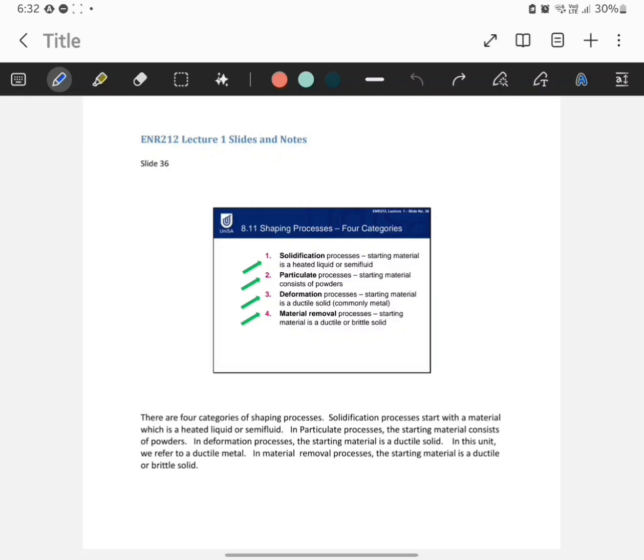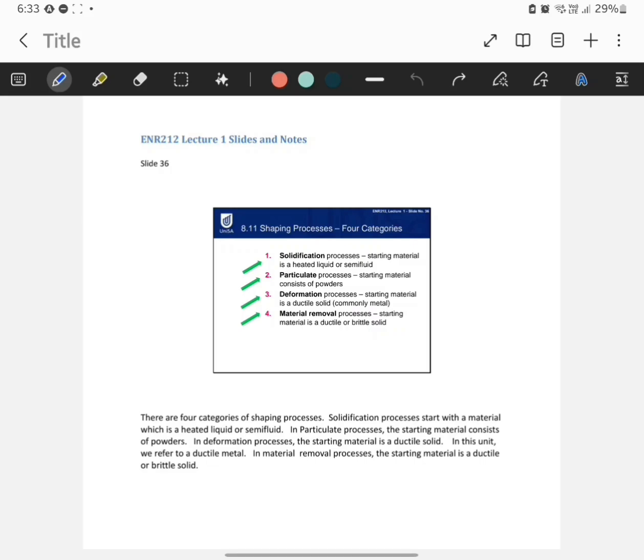And the third one we have is the deformation process. In the deformation process, we start with a ductile solid, usually metal, and apply a force to change its shape. Common examples are forging and extrusion, where the metal is reshaped by pressing or pulling it through a die.